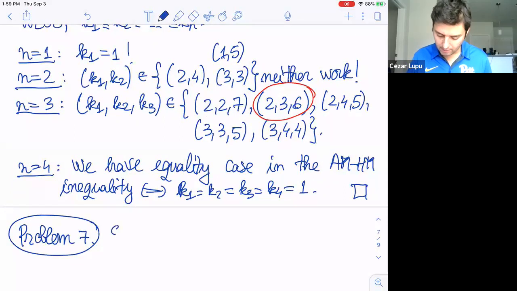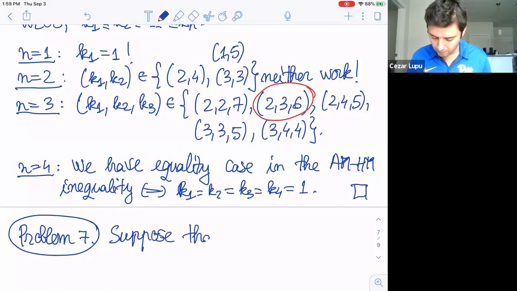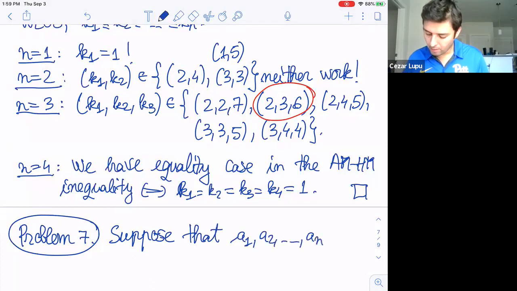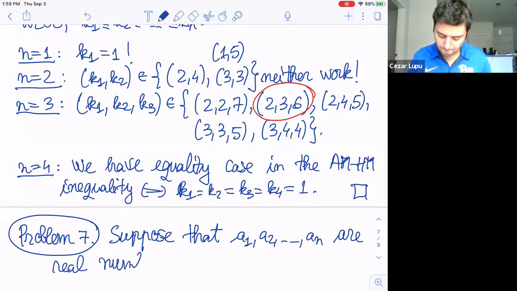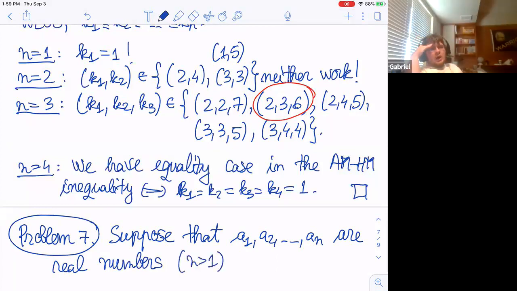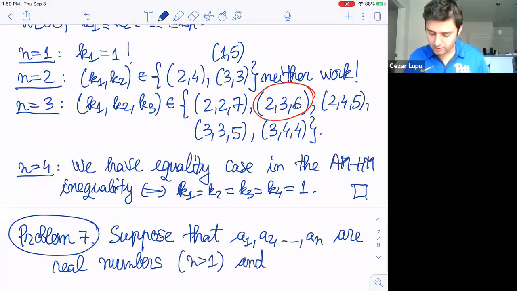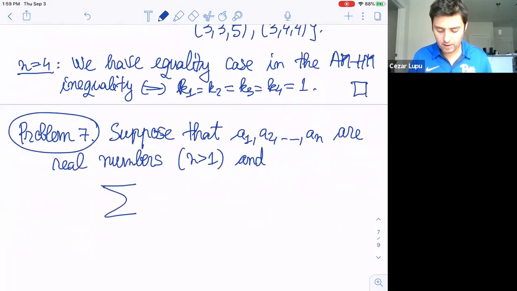So suppose that these guys, A1, A2, through AN, are real numbers, and n is greater than 1, and such that we have this inequality. It's a very strange inequality, I would say. Well, strange. It's not the typical inequality.